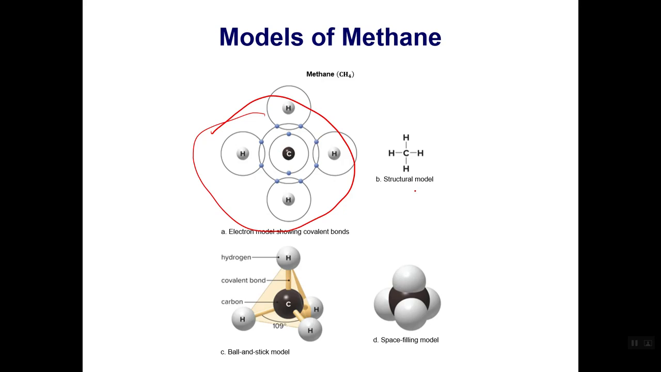Now, sometimes chemists will also use structural models. They're a lot more simple, like this. It shows the same thing. It's a carbon with 4 hydrogens attached to it, just like this guy over here. It's just showing you basic structures rather than all of the different electrons.